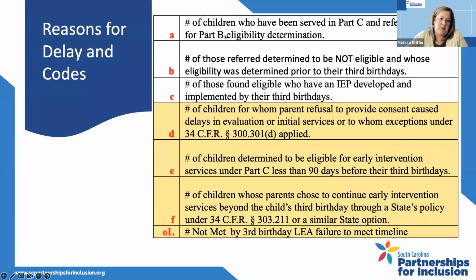You see the same thing that we saw before, right? The A, B, C, D, E. So down here, these codes are the valid reasons for delay with the exception of this last one, which is OL. And that is the number not met by the third birthday due to LEA failure to meet timeline.